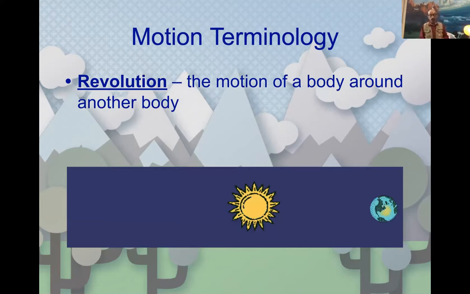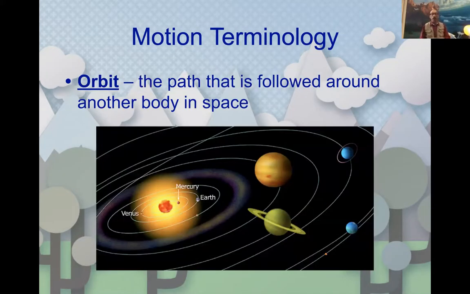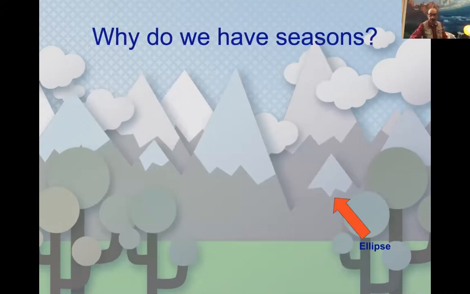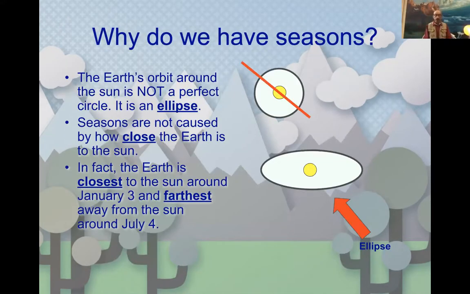The other motion terminology is the term revolution, the motion of a body around another body. Or in other words, an orbit. The path that is followed around another body in space is called an orbit. And the path that our planet takes around the sun, guess what? It's not a perfect circle. It is what we call an ellipse.